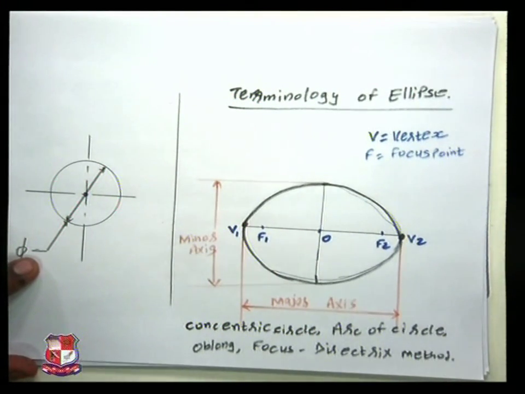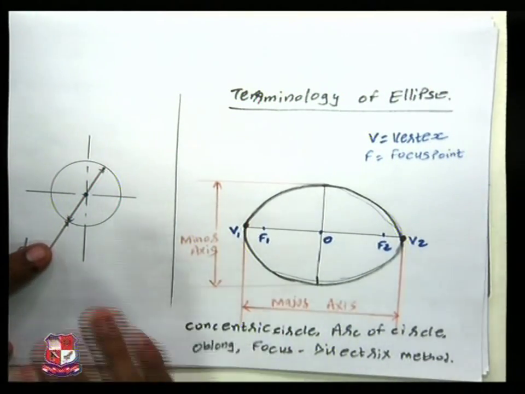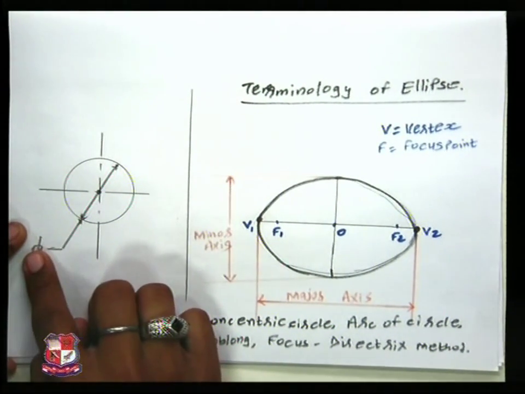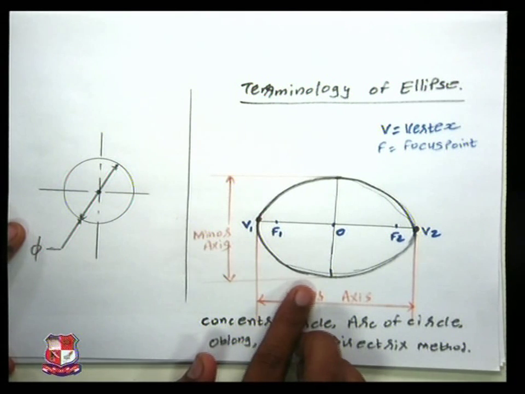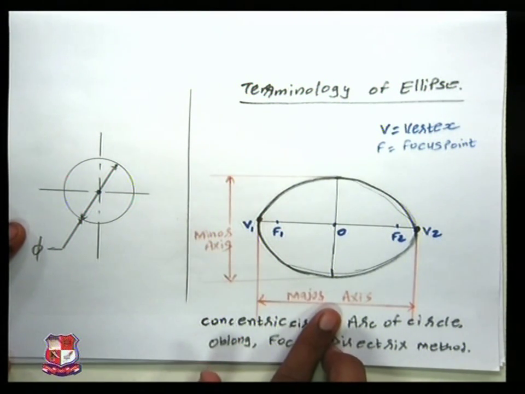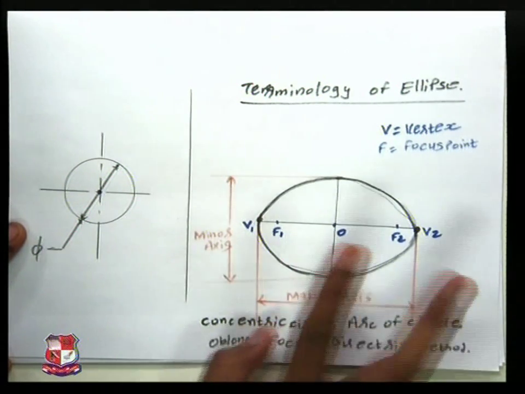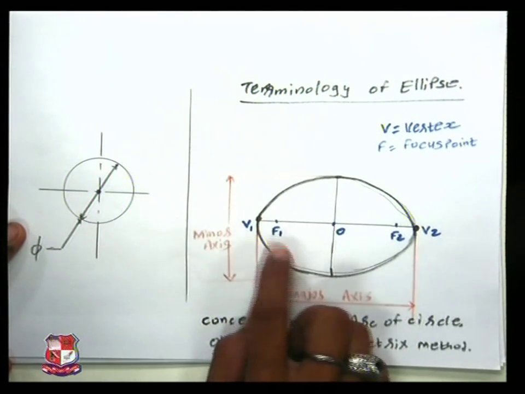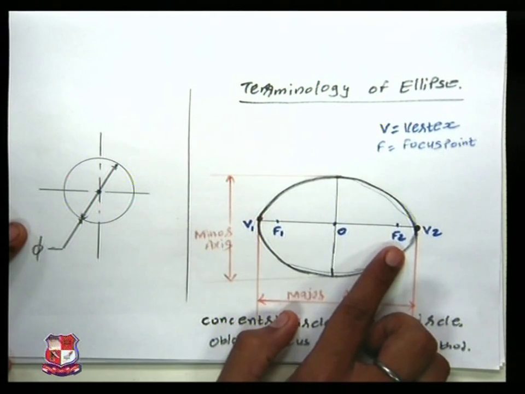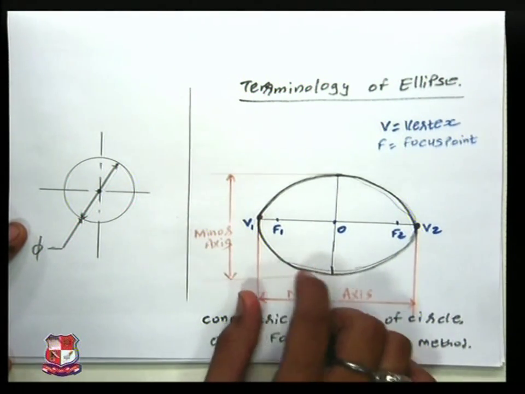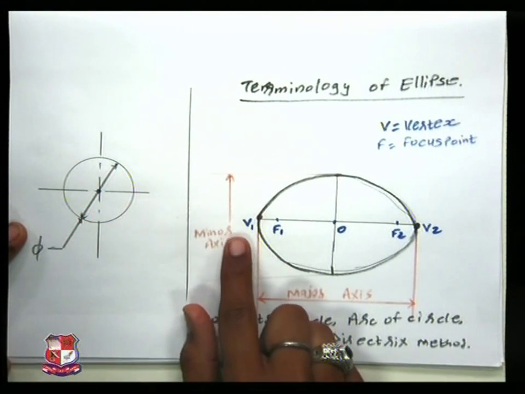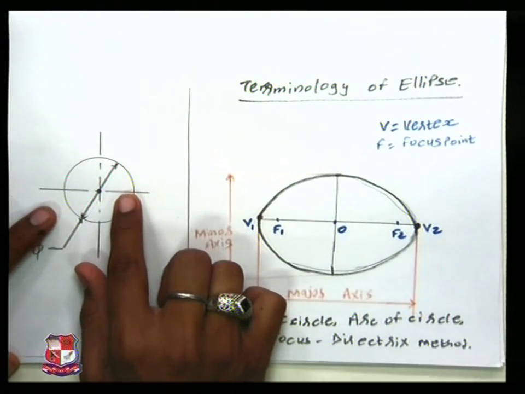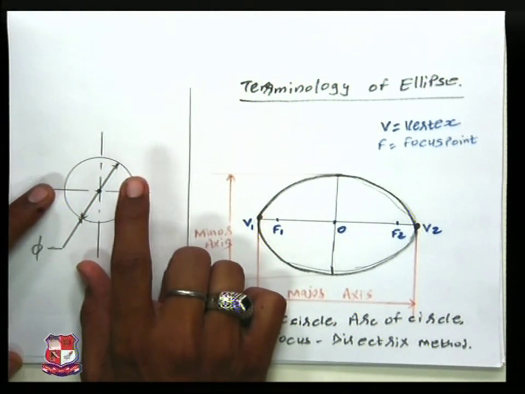So here is the terminology once again. If you look at the ellipse compared to a circle, a circle has only one diameter, whereas this ellipse has two diameters: one is the major axis, another is the minor axis. As the ellipse has two diameters, it has two focus points also, F1 and F2. Around F1 and F2, this ellipse revolves. V indicates the vertex points, V1 and V2, the outermost points, same as in a circle, where the two outermost points can be called vertices.